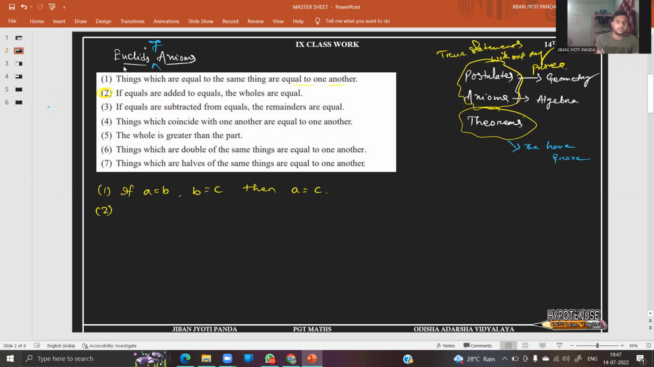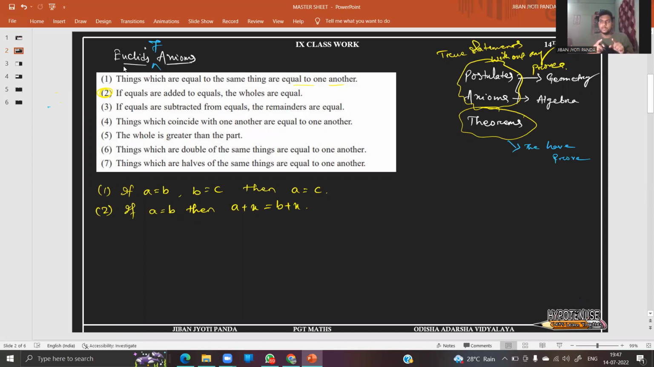Let us write: if A is equal to B, these two are equal, then we have to add something to both A and B. Then we can say A plus X is equal to B plus X. We have been using this since long ago. Yes or no? But this is defined by Euclid's.